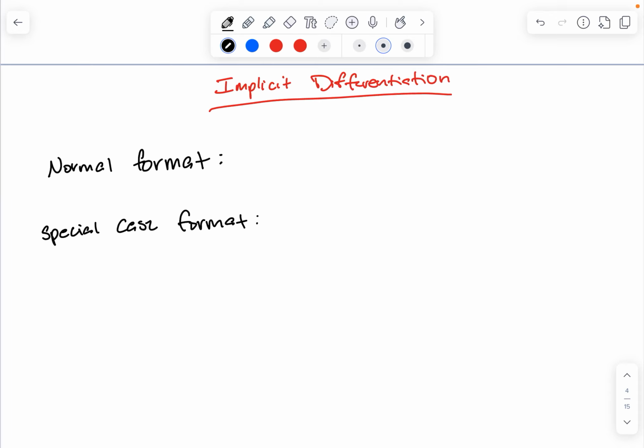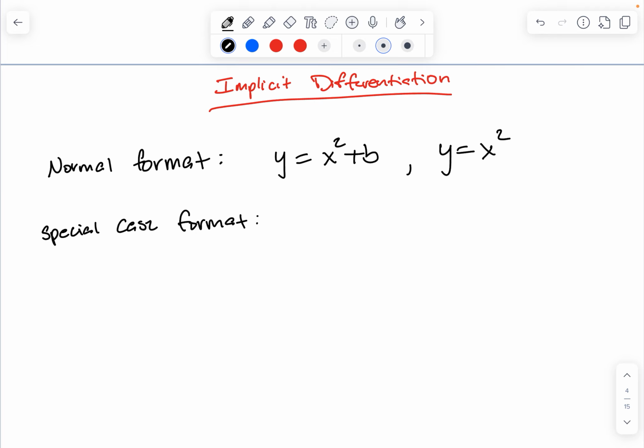Hello, today we're going to be going over implicit differentiation. But before we start, let's go back and revisit the normal format that we've been taking of basic functions. That format looks something along the lines of y is equal to x squared plus b. This could be a function for a line. It could be just an exponential function, y equals x squared, a parabola, something like that.